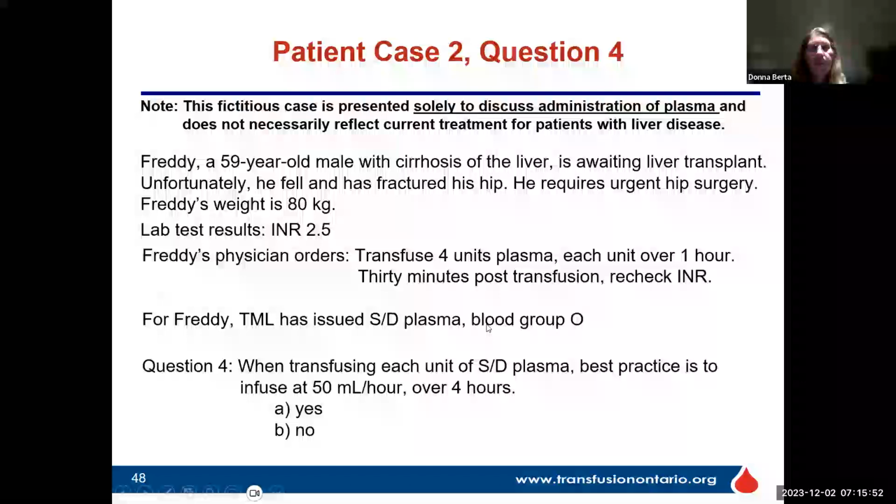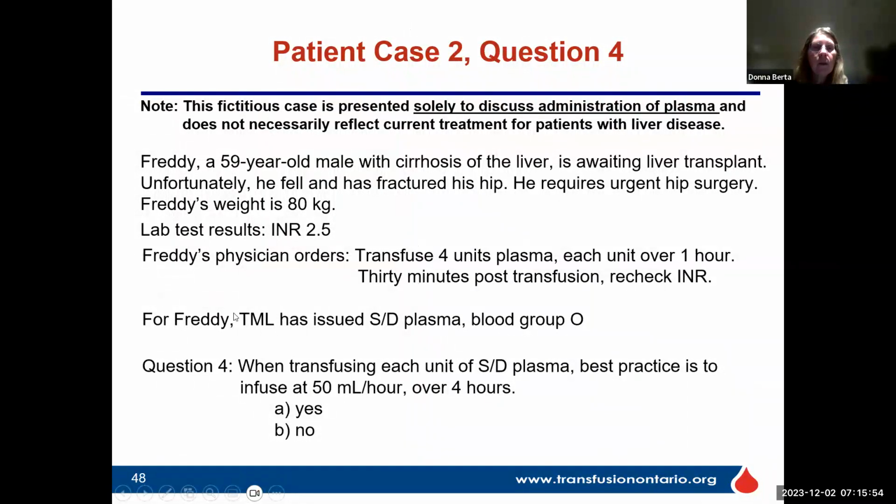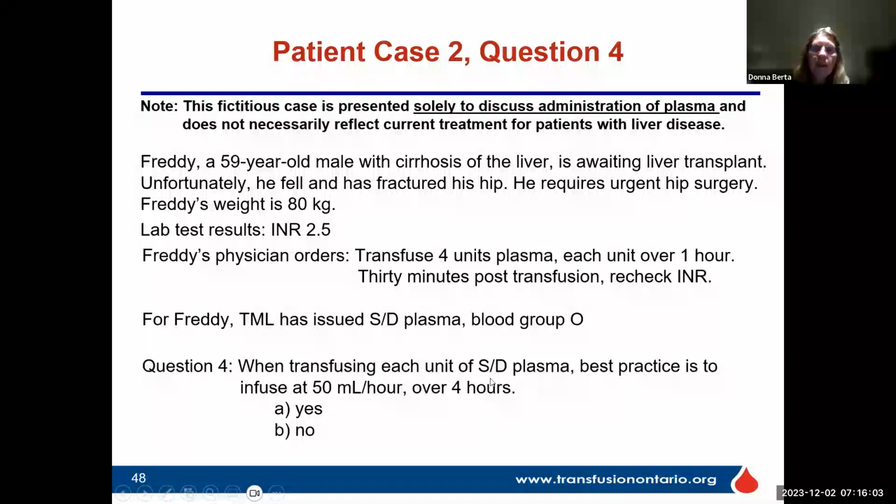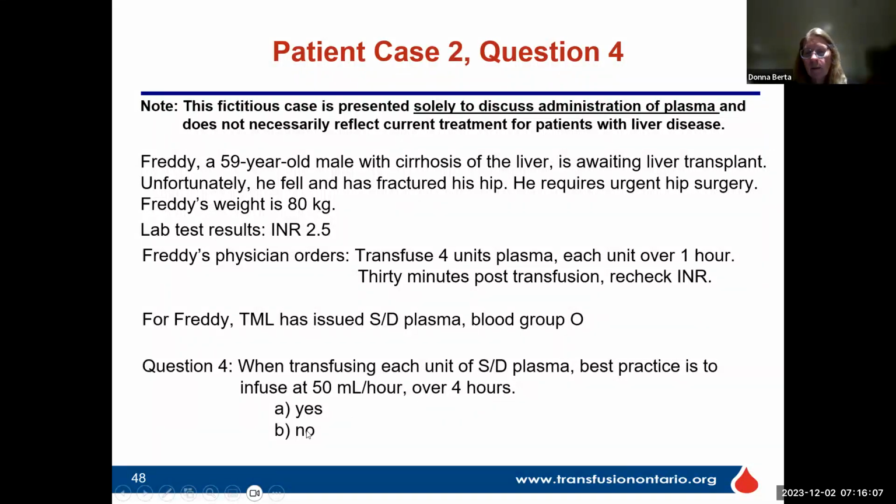So we'll go back to our patient, Freddie. So our blood bank has issued SD plasma group O. When you're transfusing the SD plasma, best practice is to infuse at 50 mils per hour over 4 hours. Yes or no? And I'll give you a chance to reply there.